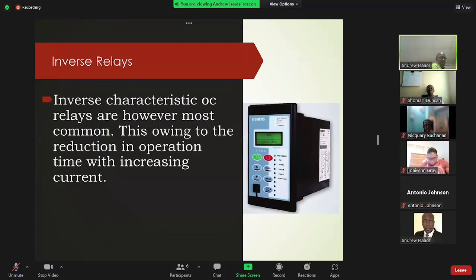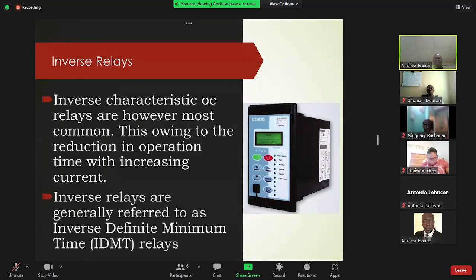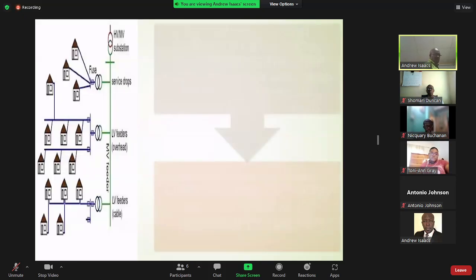And in terms of the name that is applied, I just mentioned inverse characteristics, but the proper name is the inverse definite minimum time, or IDMT relay. Okay? And I just chose that for this, not necessarily that it is an IDMT.